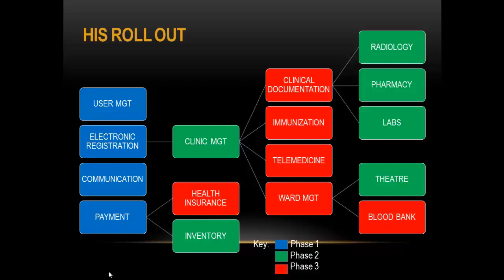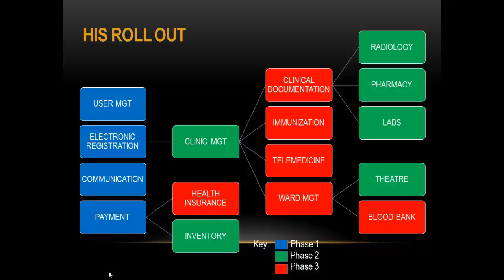So basically, all that system is arranged in this rollout methodology. So we come in and get to do your user management, your electronic registration, your communication, and your payment. This is critical because those are the foundational blocks that we need to get going, and every other thing is dependent on getting those going. After that, we can come in and do the clinic management, put in the health insurance, and then the inventory system. From the clinic management, you have the clinical documentation, immunization, telemedicine, ward management, radiology, pharmacy, labs, and all that.